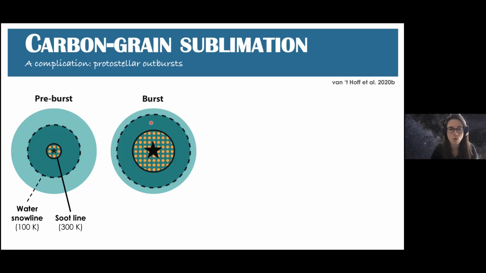So we don't know exactly how long this burst phase lasts, probably less than 100 years. So catching a star during this phase will be hard, but it will be a phase where carbon grain sublimation might be easy to recognize just because this inner region is much larger and we can easily observe it.